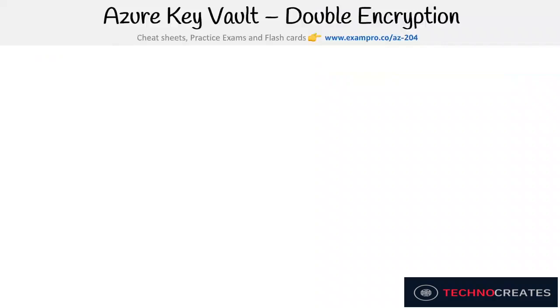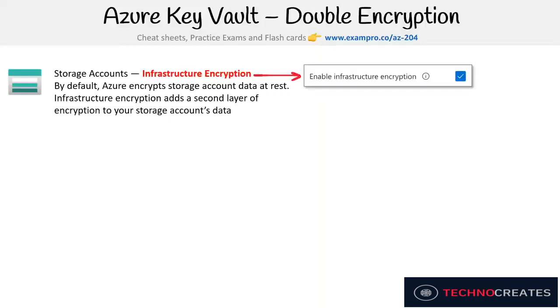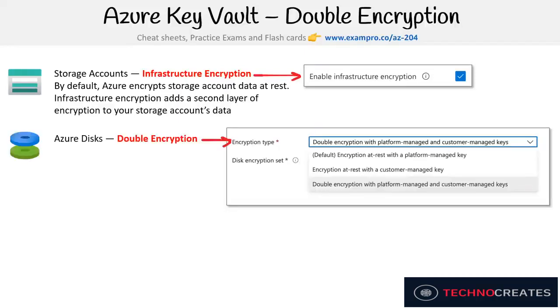All right, let's talk about double encryption. If we're talking about storage accounts, there's this option called infrastructure encryption. If we checkbox that on, this encrypts storage account data at rest. Infrastructure encryption adds a second layer of encryption to your storage account's data. We just said that in the last lecture, but I'm just trying to cement that this is for storage accounts. For Azure disks, it's called double encryption.